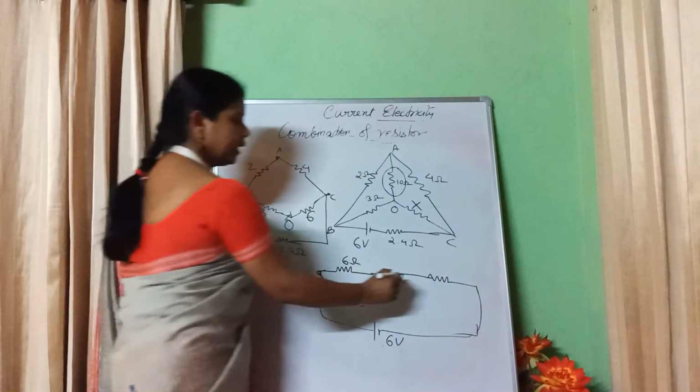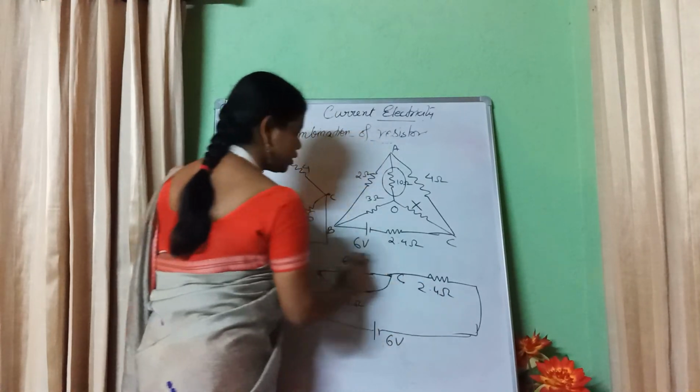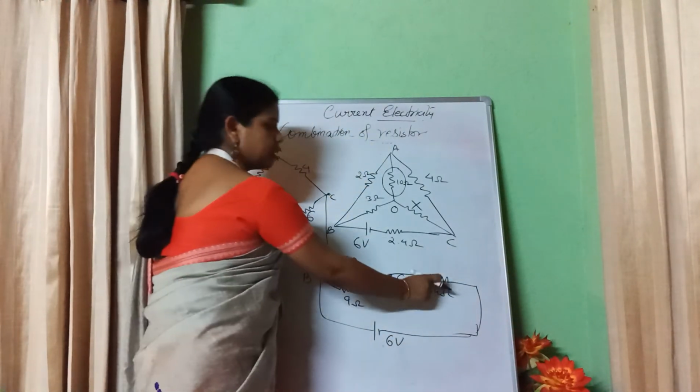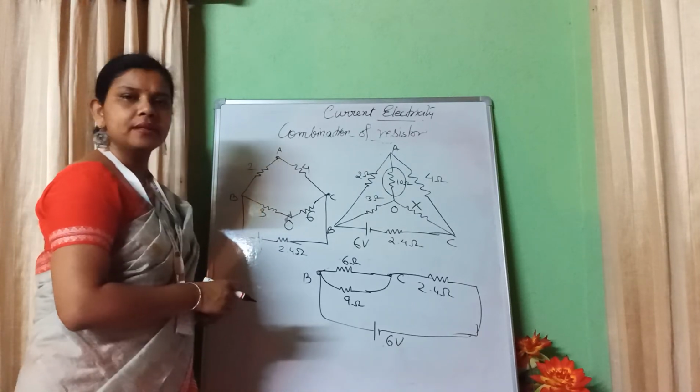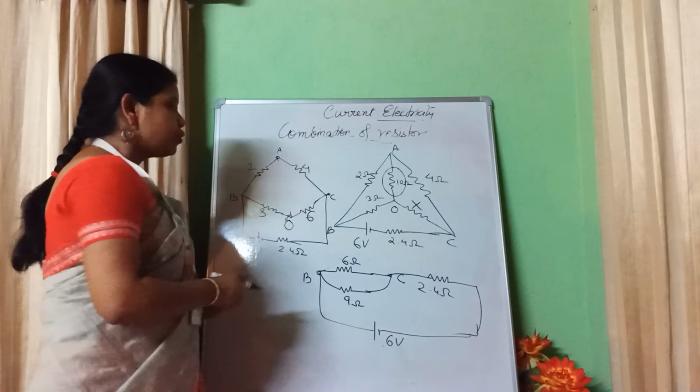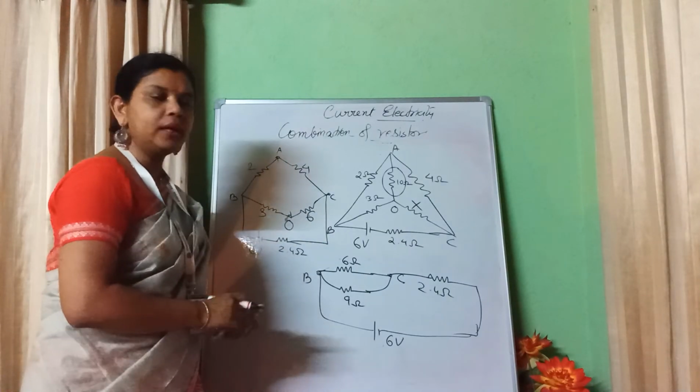Now these two are in parallel, giving 2.4 ohm, then this is in series. I hope now you can calculate the current in the circuit. Understood? So this is how you have to solve the questions.